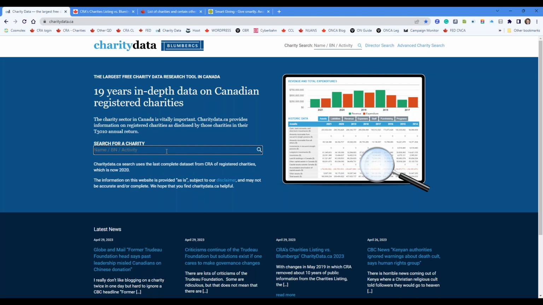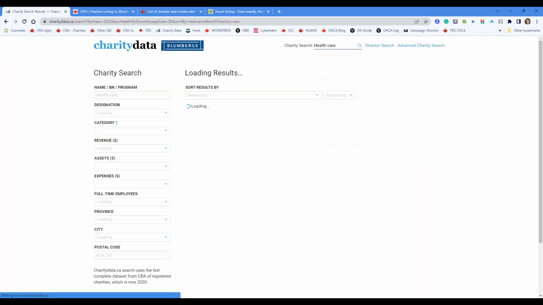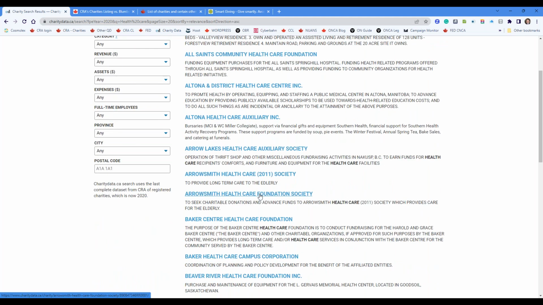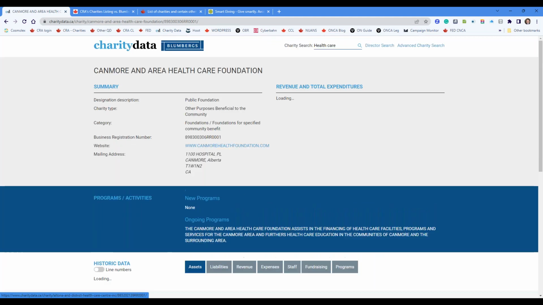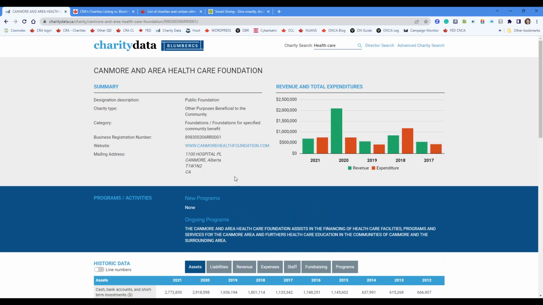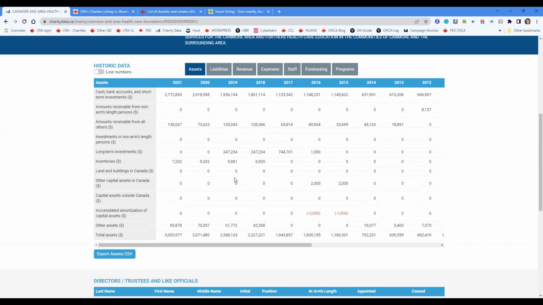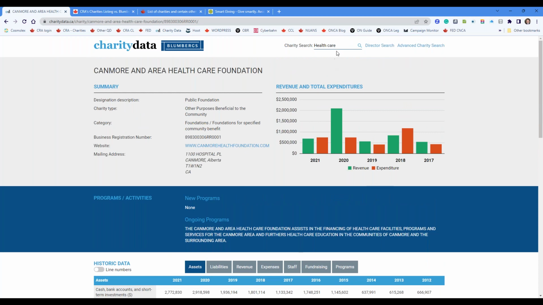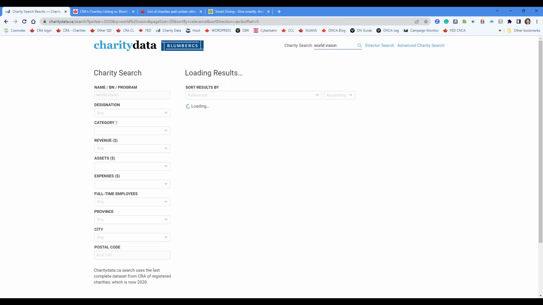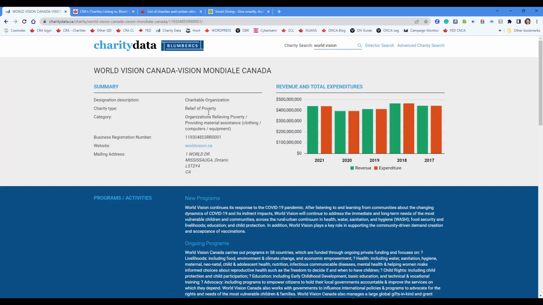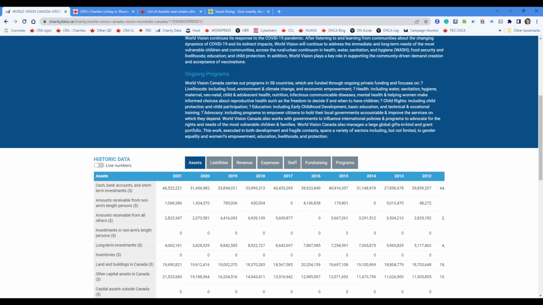So pick any charity that you're interested in, or pick an activity that a charity does. If you pick, for example, healthcare, then some charities will come up, and you can pick one of those charities and jump to it and see information on that charity. You can also type in a specific charity, jump to that particular charity, and see information on it.